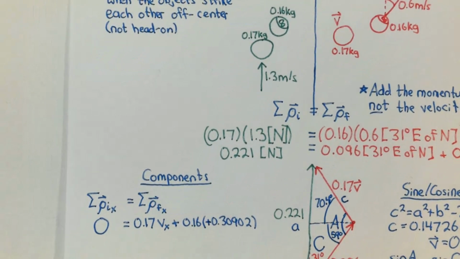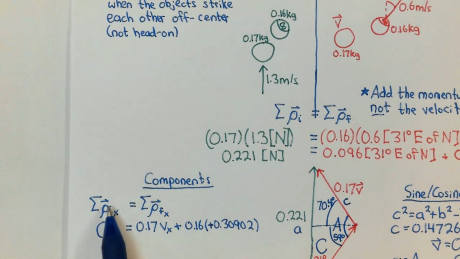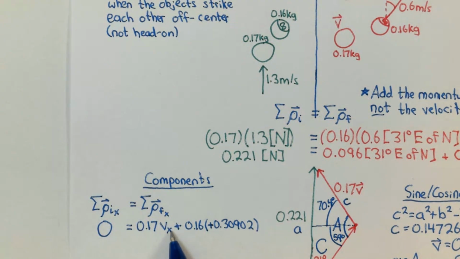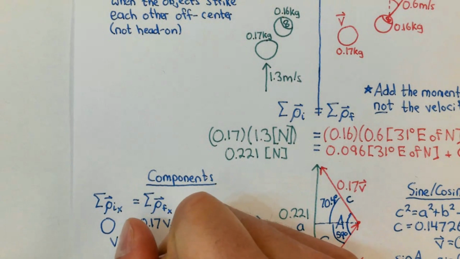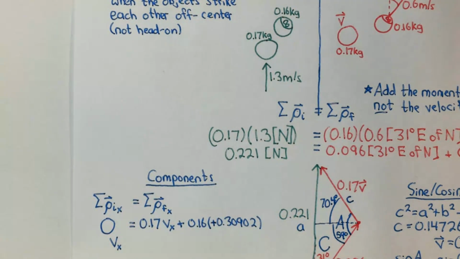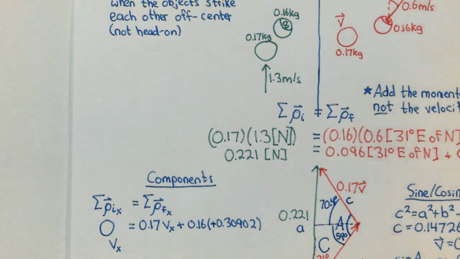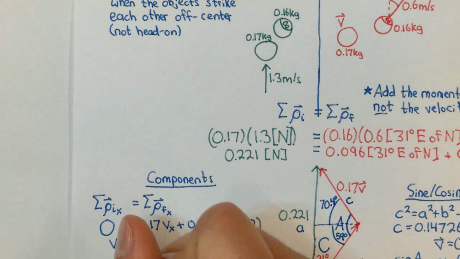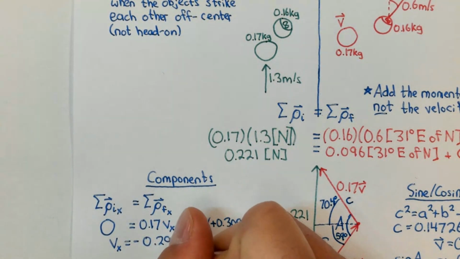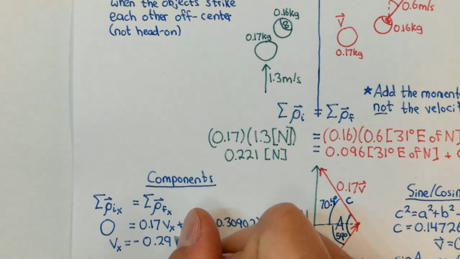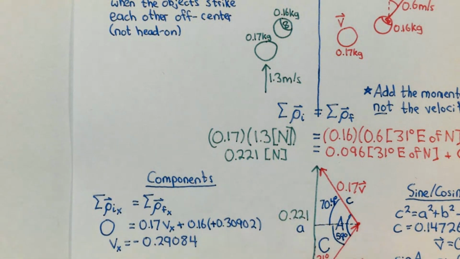Okay. So now, by just applying conservation of momentum in the x direction, I can solve for Vx. Let's go ahead and do that. And I should get negative 0.29084. Okay, that was actually pretty quick.